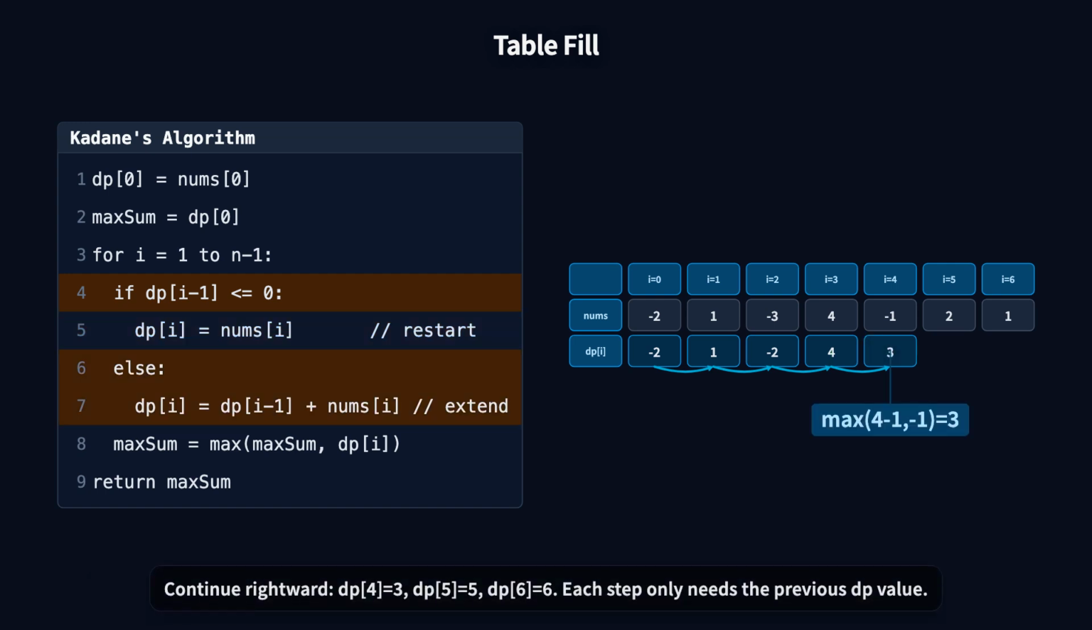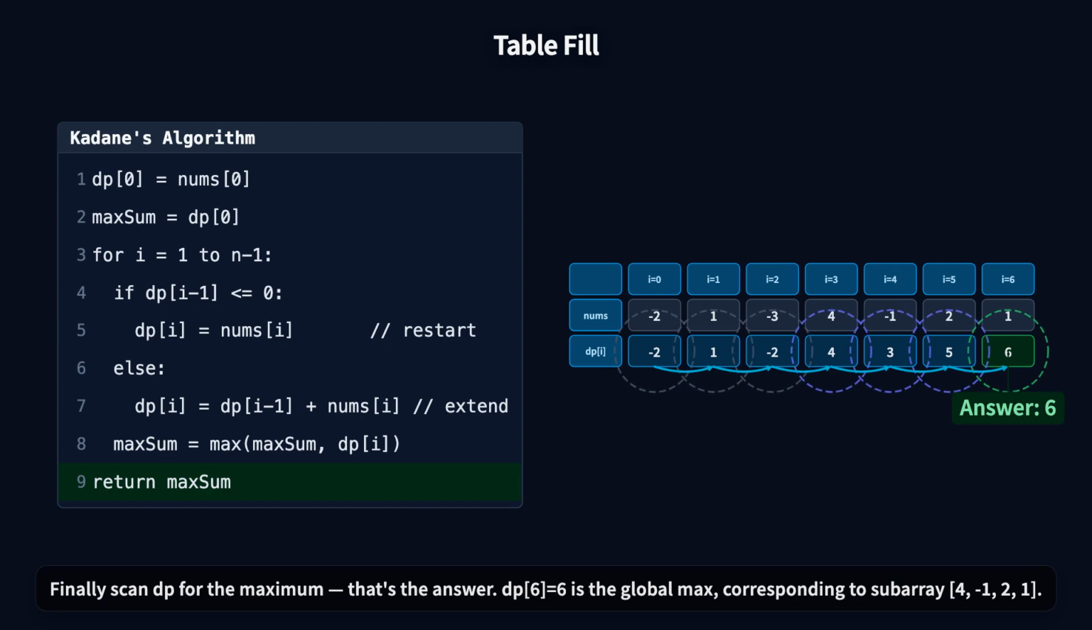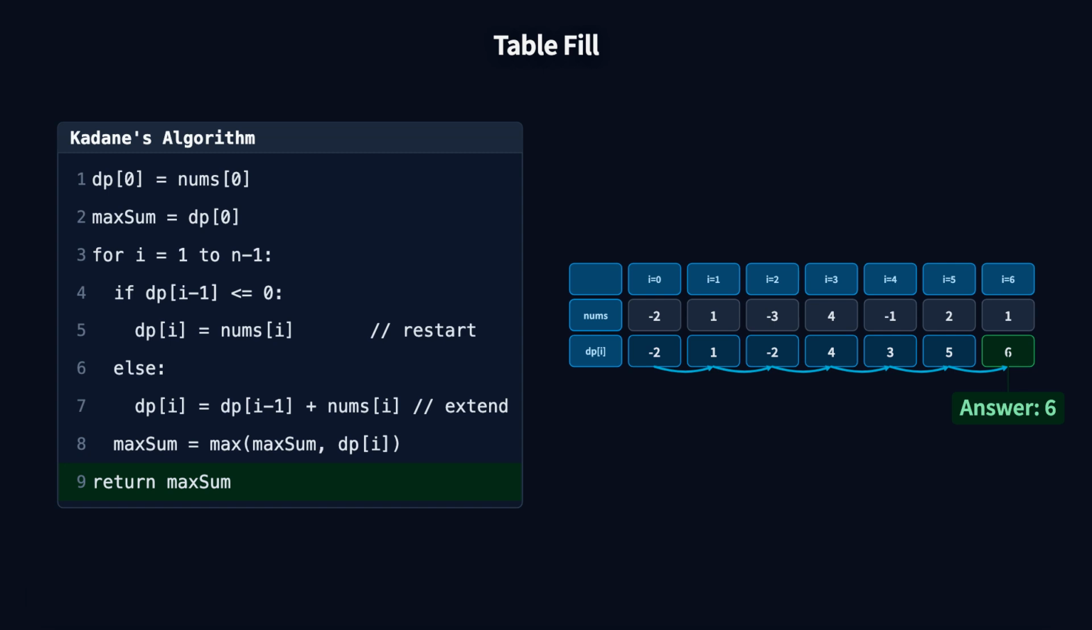Continue rightward. dp[4] equals 3. dp[5] equals 5, dp[6] equals 6. Each step only needs the previous dp value. Finally, scan dp for the maximum. That's the answer. dp[6] equals 6 is the global max, corresponding to subarray 4, -1, 2, 1.